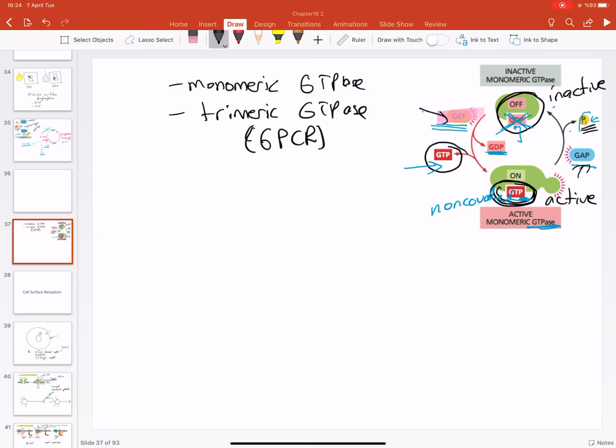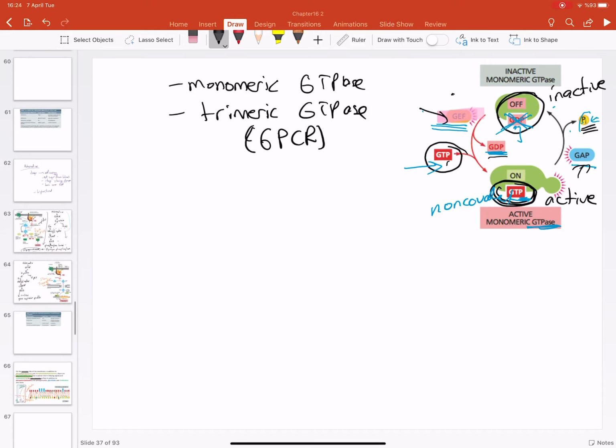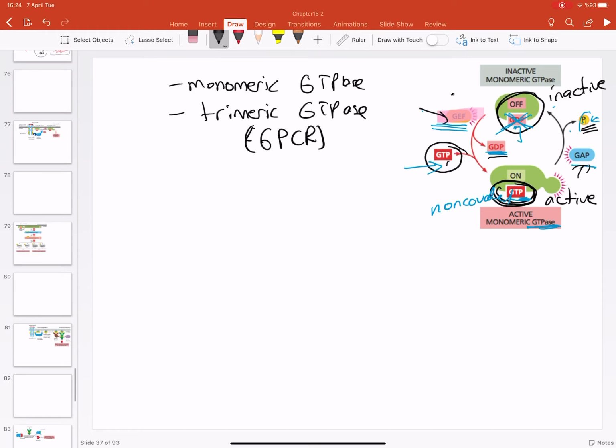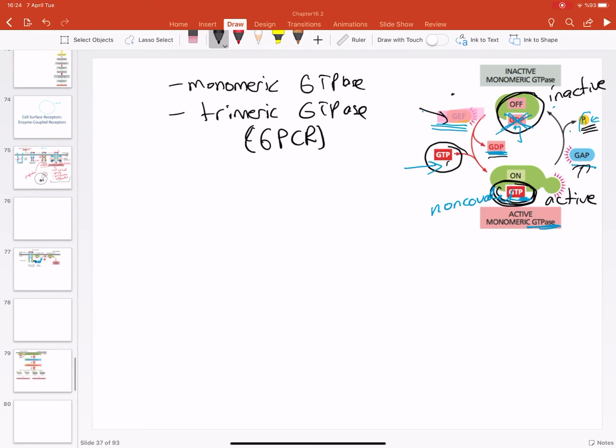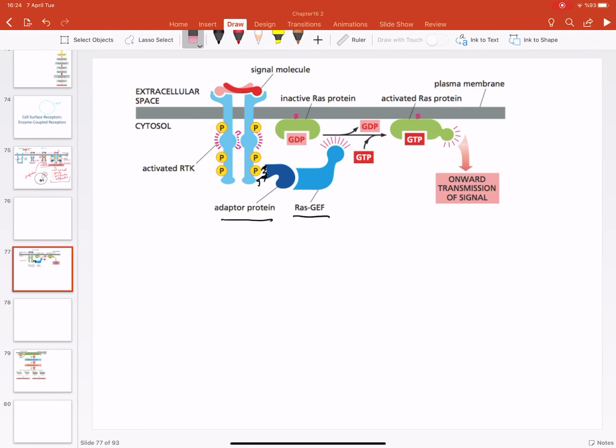The GEF is removing GDP and inducing the joining of a GTP. GAP is doing the opposite. It removes the phosphate group, so it becomes inactive. So GEF is activating the monomeric GTPase. And in this case, we are not talking about the trimeric GTPase like the G protein. Here we are talking about a monomeric GTPase called RAS protein.